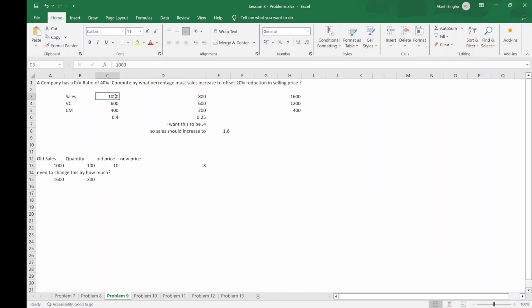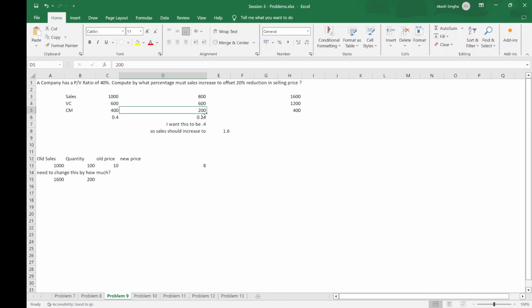You can take it 100,000, anything like that. As the contribution margin is 40%, the contribution margin is 400, and variable cost will be the difference of both, 600. Now they have asked to compute by what percentage must sales increase to offset a 20% reduction in selling price. Now selling price has dropped by 20%, right? So if we sell the same amount, our sales will be 800 rupees, and variable cost will be the same. So the contribution margin will decrease to 200, right?